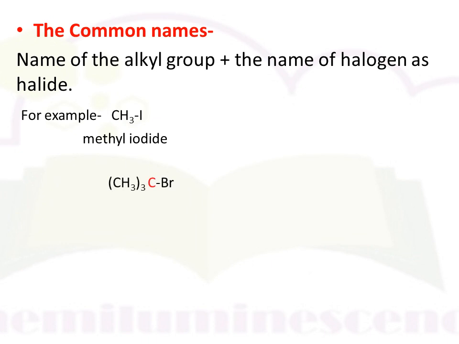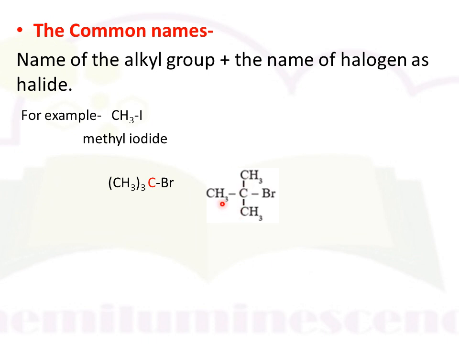Let's see another example, (CH3)3CBr. Here also this part is the alkyl part and this one is bromine, the halogen. If you are confused by this condensed structure, let's first draw the open structure of this compound. So this is the open structure. Here you can see the central carbon atom having 3 more methyl groups. That's why this carbon is a tertiary carbon, and because of that this is a tertiary alkyl group.